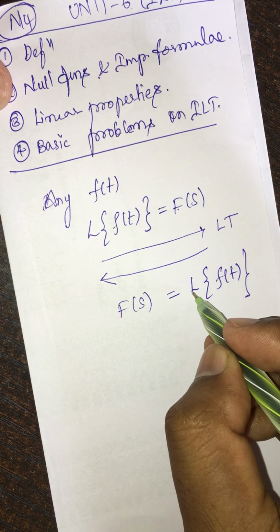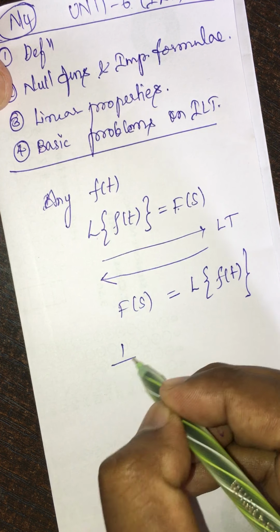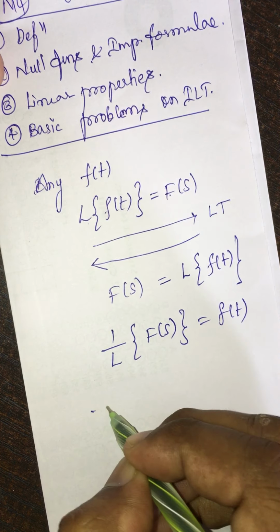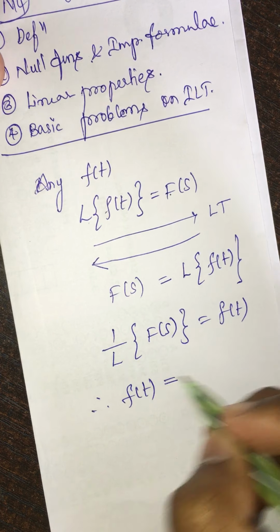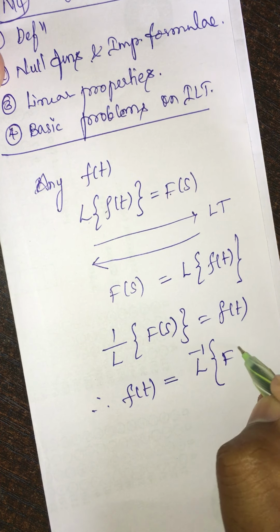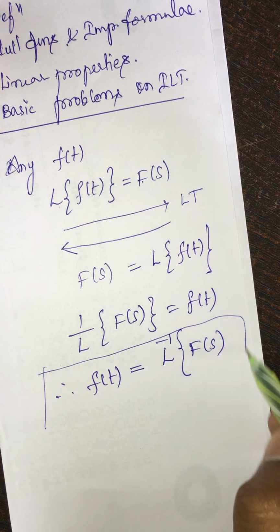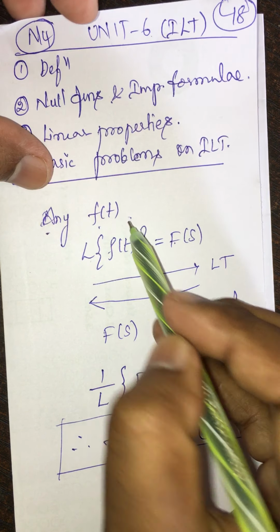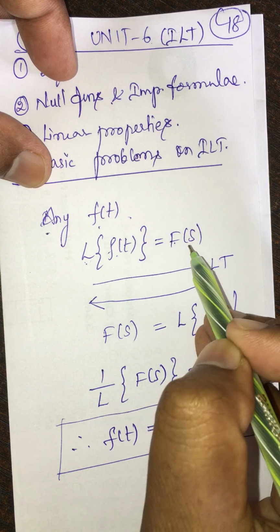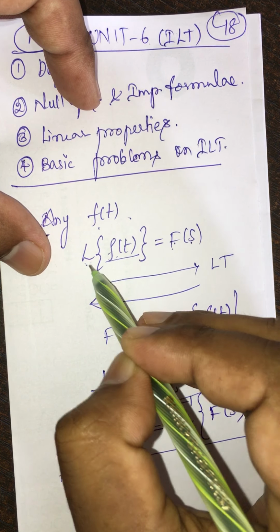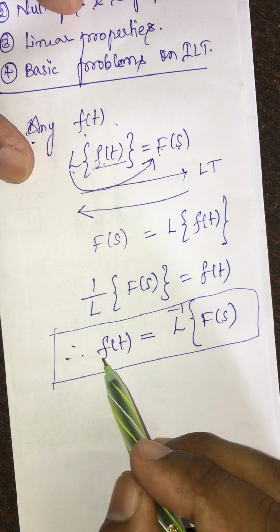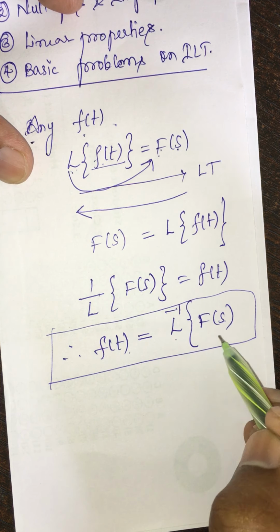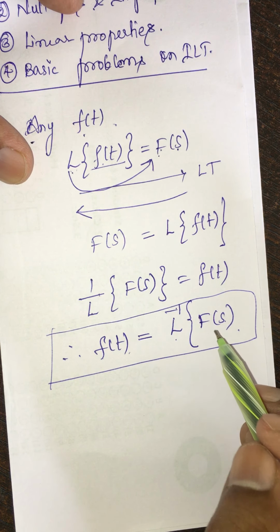Here, for the inverse Laplace transform, by taking this L to this side, 1 by L of f of s is equal to f of t. Therefore f of t is equal to 1 by L, which can be written as L inverse, f of s. So this is the definition of the inverse Laplace transform. That means for any function f of t, if the Laplace transform is f of s, then f of t is equal to 1 by L into f of s. 1 by L means L inverse f of s.